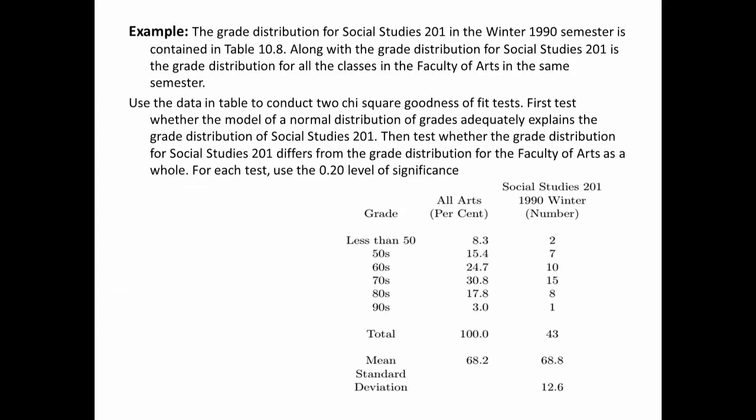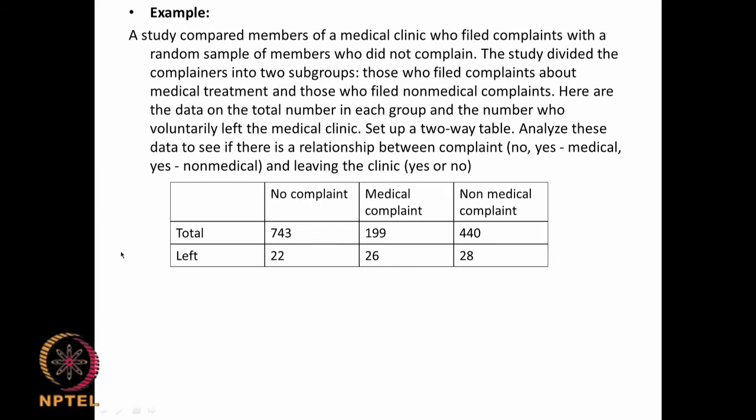Now, I want to leave another problem here as homework. I think you should try to work it out. Here we have 3 situations: no complaint, medical complaint, and non-medical complaint, and these are the total of people who stayed back, and these are the people who left the medical clinic. They are asking you to analyze this data to see if there is a relationship between complaint, medical and non-medical, and leaving the clinic or not leaving the clinic.